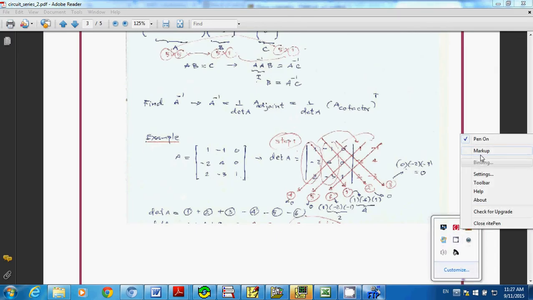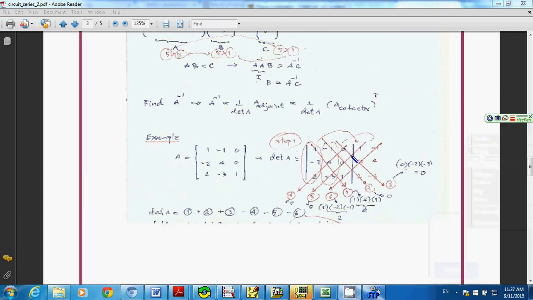I add another column. So that's why I put 1, -2, and 1 in here, and also the next column, -1, 4, -3. I also add more columns. So I have a total of 5 columns to be easy to find determinant. So I have number 1 here, number 2 here, number 3 here.